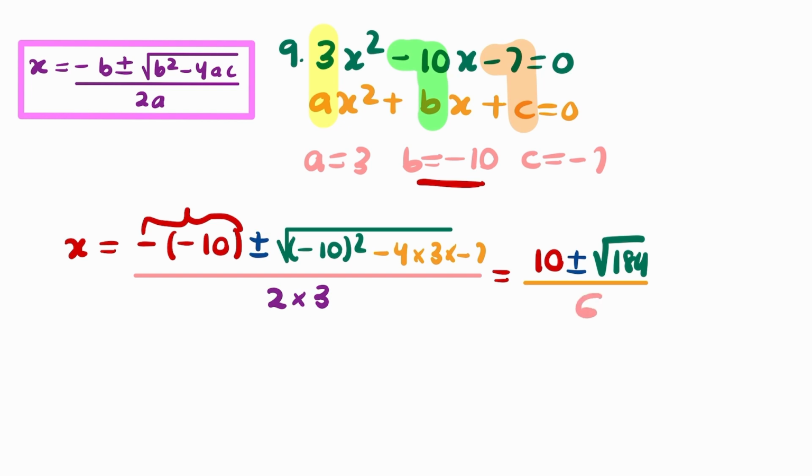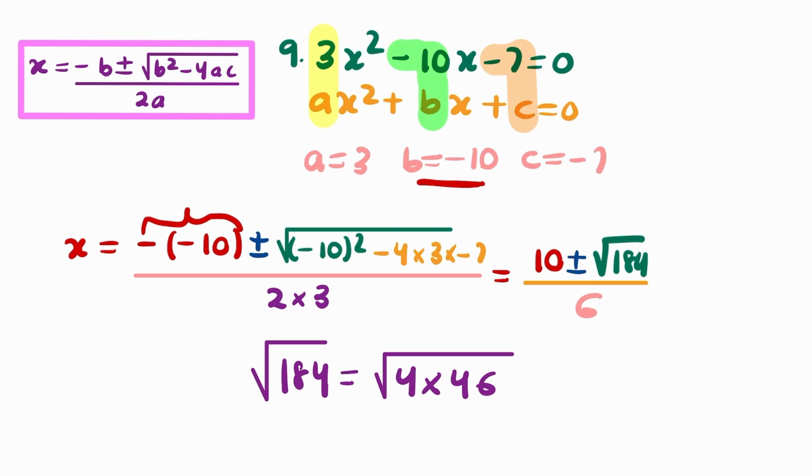Let's see if we can simplify what's inside the square root even further. We have square root of 184. We can rewrite the square root of 184 as square root of 4 times 46. And now we can split this single square root into two square roots like this: square root of 4 times square root of 46. Now can you see that here we have square root of 4. 4 is a perfect square. So we can get the square root of 4 which is 2.